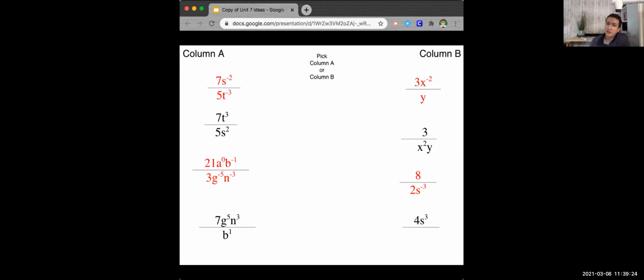And then always remembering, if you have numbers out in front and you can divide them, divide them. The 7 and the 5 in the first problem, they don't divide evenly, so we just leave it as 7/5. But the 21 over 3, we can divide that.